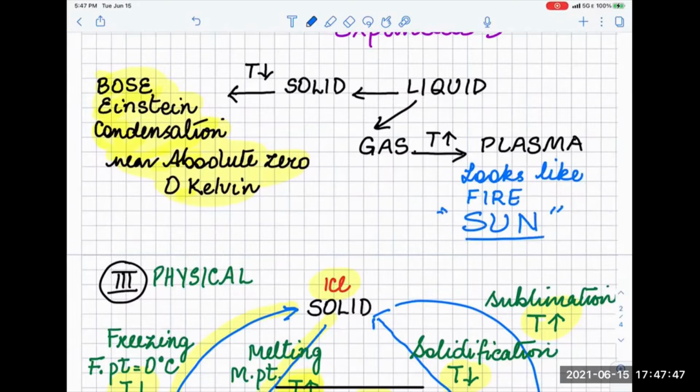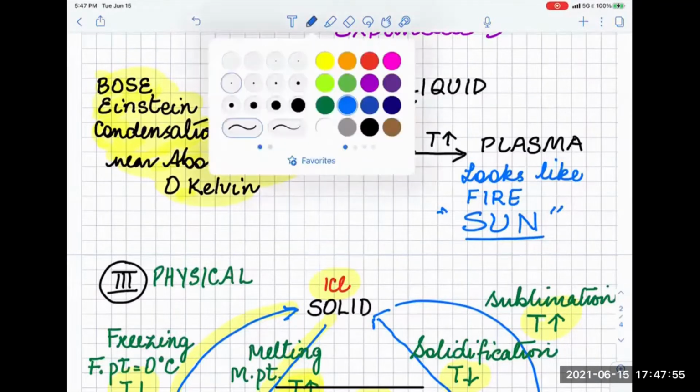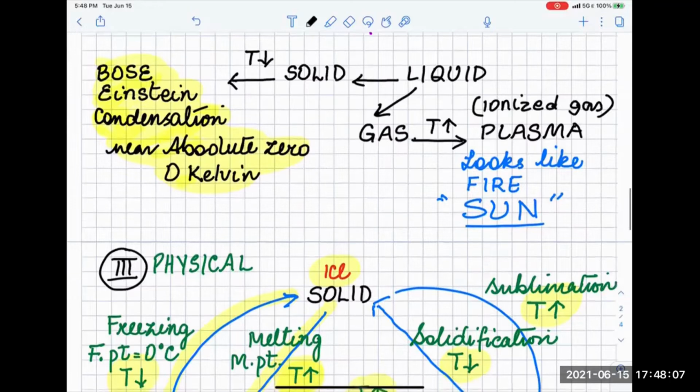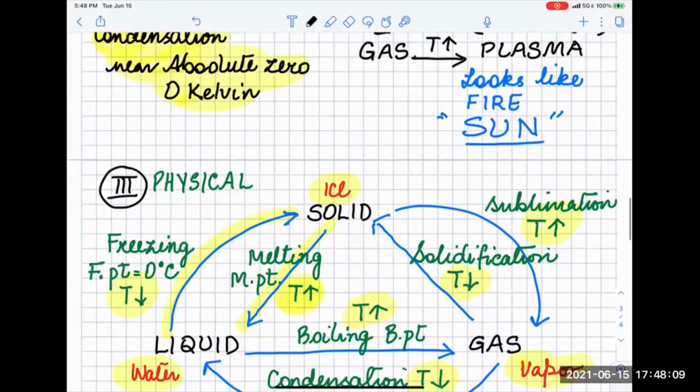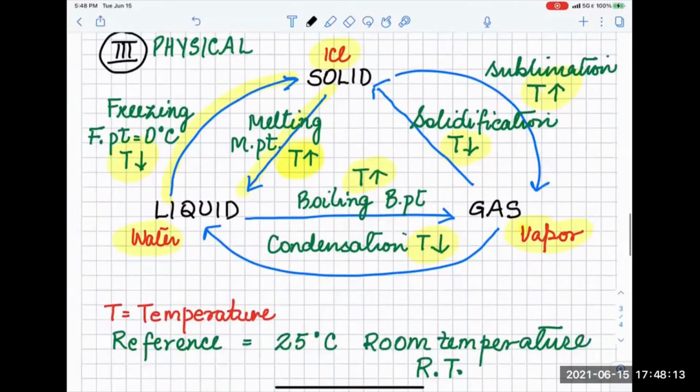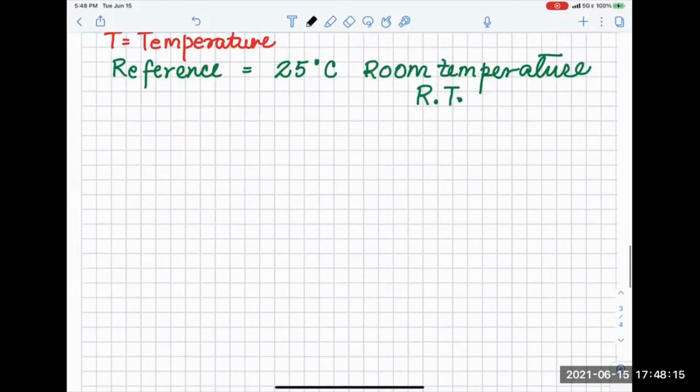When gases are superheated to very high temperatures, thousands and thousands of degrees Celsius, basically you get ionized gases. So plasma is basically ionized gases. We will see what ionized means later. For now, it's an introductory chapter, so keep on to this. This is called a transformation, when you can change the states simply by changing the temperature.